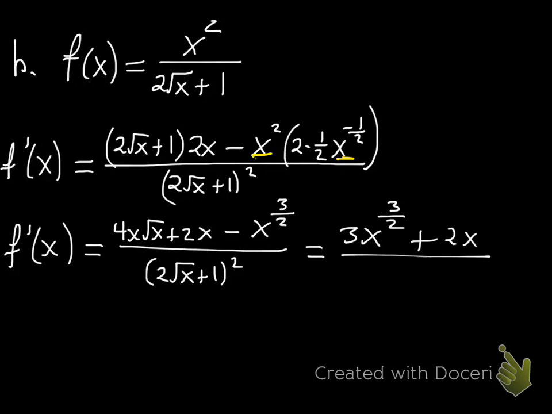And we get 3x to the 3/2. So x square root of x is really the same thing as x to the first times x to the 1/2. And when I multiply like bases, I add the exponents, so I have 1 and 1/2. Well, 1 and 1/2 is the same thing as 3/2. So the 4x square root of x and the x to the 3/2, they're actually the same term. So 4 minus 1 gives me 3 here, 3x to the 3/2, plus 2x, all over the denominator squared.